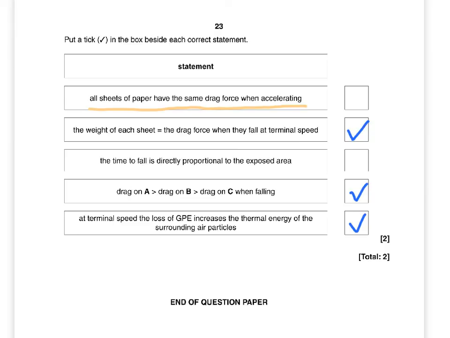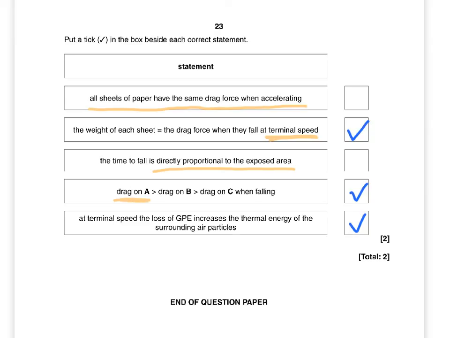The weight of each sheet is equal to the drag force when they fall at terminal speed. Well, that is true. At terminal speed, you have the drag force balancing the weight acting down, which is why you reach that constant velocity. So that's true. The time to fall is directly proportional to the exposed area. Well, directly proportional would mean that if you doubled the exposed area, the time it would take to fall would also double. And if you look at the results, that's not true.